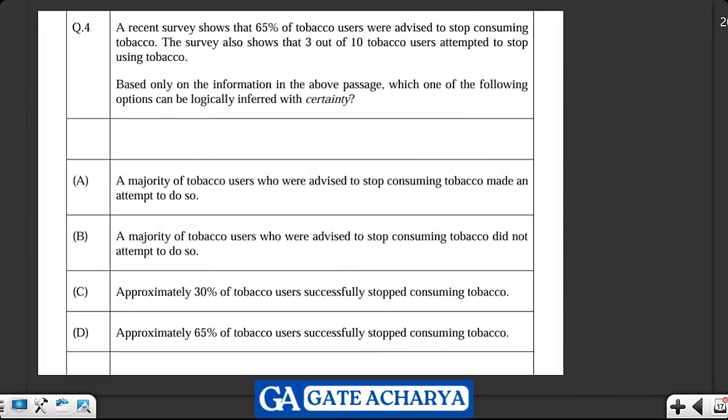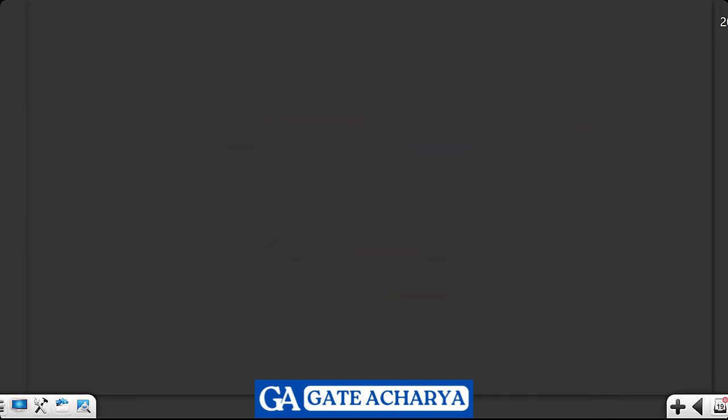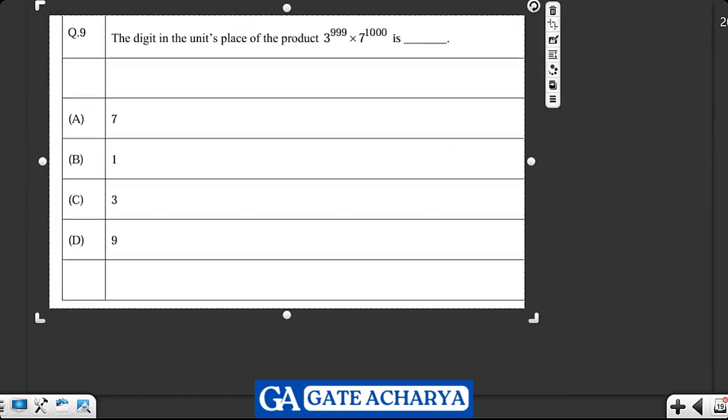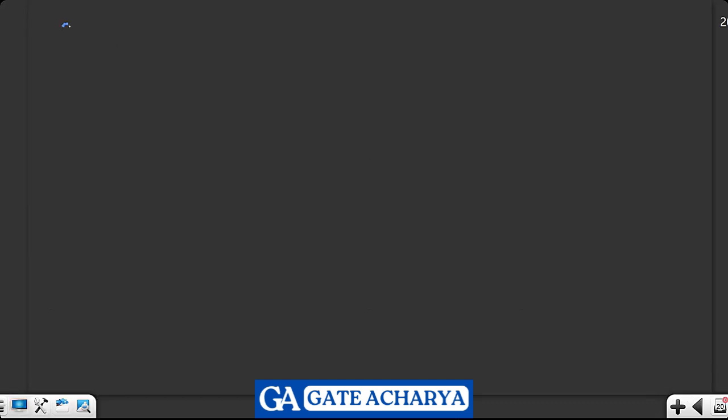Okay, let's do one more problem, last problem, and then we can wind up. They're asking the digit in the unit place for the product 3 raised to 999 into 7 raised to 1000. Now, very carefully listen here. This is a game of power cycle. So I want the unit place value of 3 raised to 999 multiplied by 7 raised to 1000.